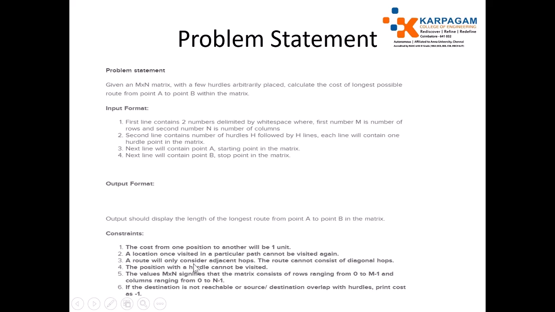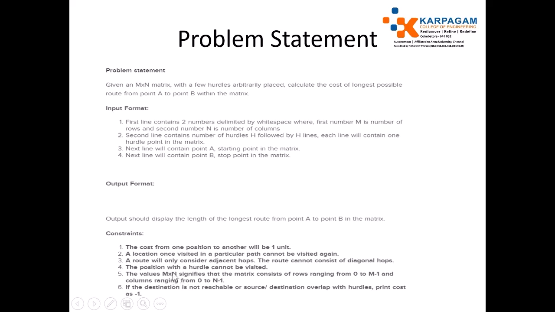in the matrix. Constraints: the cost from one position to another position will be 1 unit. Next, a location once visited in a particular path cannot be visited again. So we need to maintain whether we have visited a particular cell or not. Third, a route will only consider adjacent hops. The route cannot consist of diagonal hops. Diagonally we can't move.